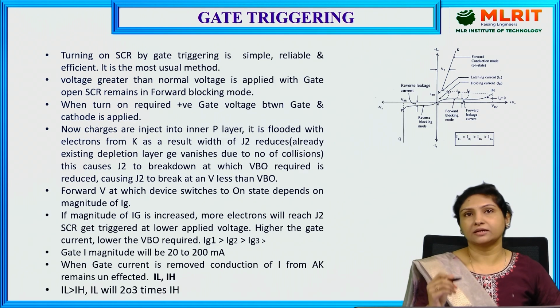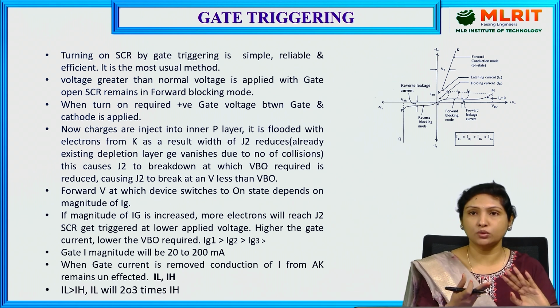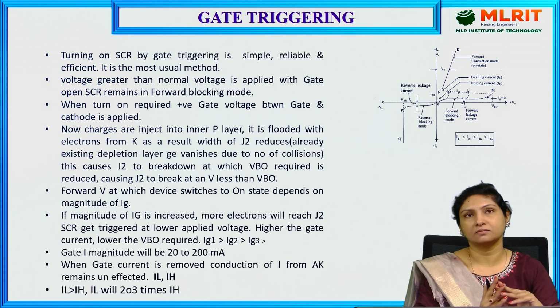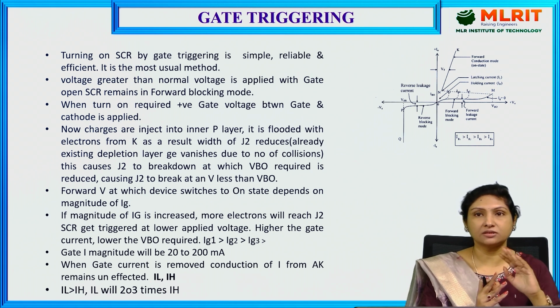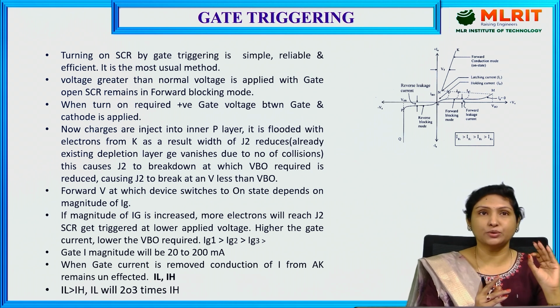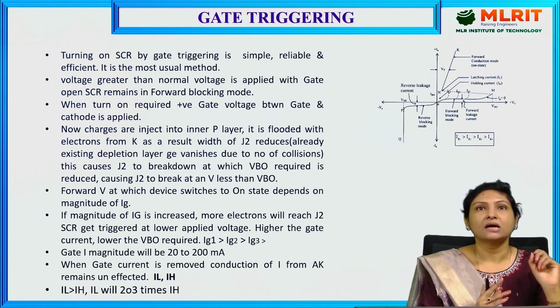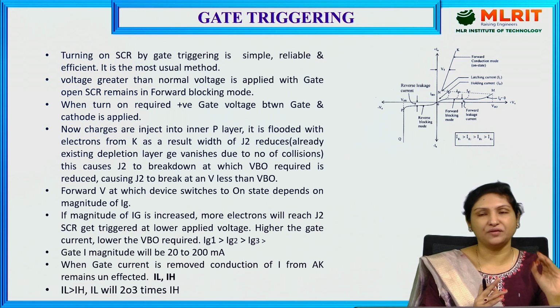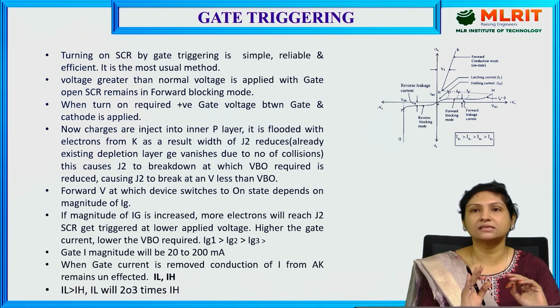This is the gate triggering. Gate triggering is the second method by which we can bring the thyristor into the on condition safely. As I told you, forward voltage triggering is not the healthiest method to bring the thyristor into the on state, since J2 loses its capability to block the reverse current during its operation. That is the only reason gate triggering is simple, reliable and efficient, and this is the most usual method to turn on the thyristor in a safe mode.